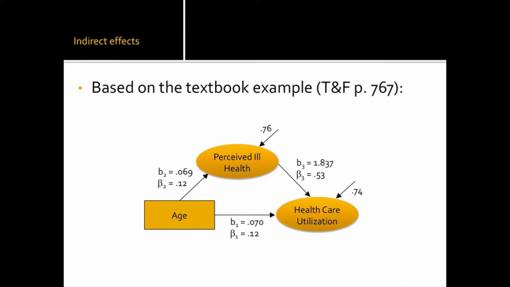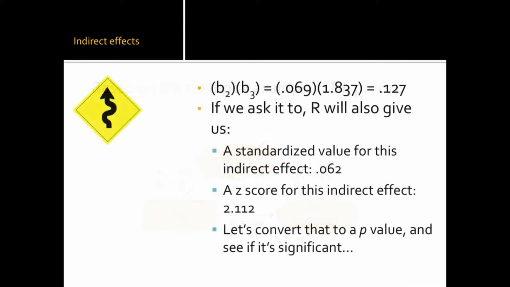If we have these coefficients in here as standardized, we can test for mediation. We don't need the unstandardized coefficients, but in order to test for the indirect effect, we would need the unstandardized coefficients. In this case, B2 0.069 and B3 1.837. We multiply those together like so, and we get 0.127, which doesn't mean a lot by itself, but then we can test for the significance of that value to see if it's significantly different than 0.